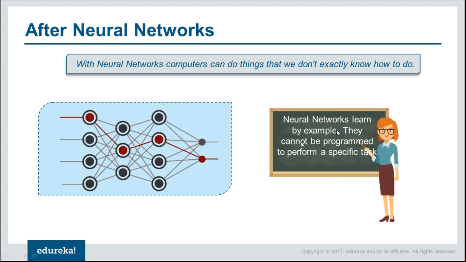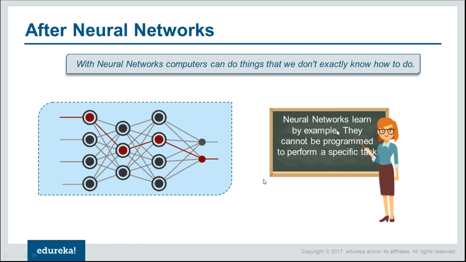One thing about it is that neural networks learn by example. That means I give examples. I do not program it to do some specific task. So if I want it to recognize the faces of people, I will give it images in which faces of people are there, and then I will tell which person is in which image, right? This is person one in image one, this is person two in image two.